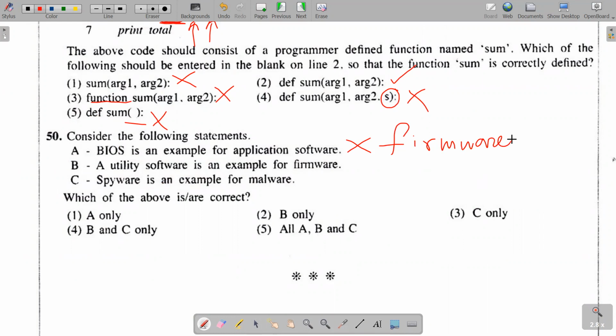A utility software is an example for firmware. No, utility software means what? One kind of the system software.